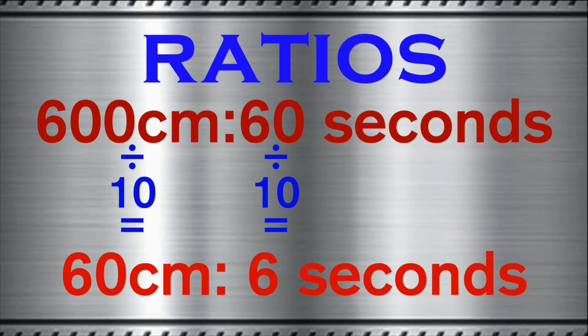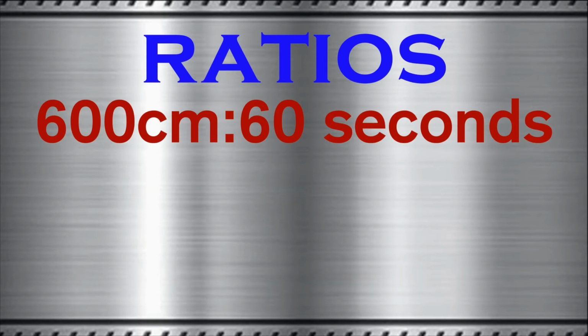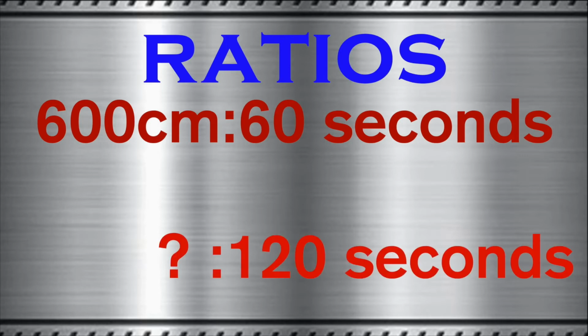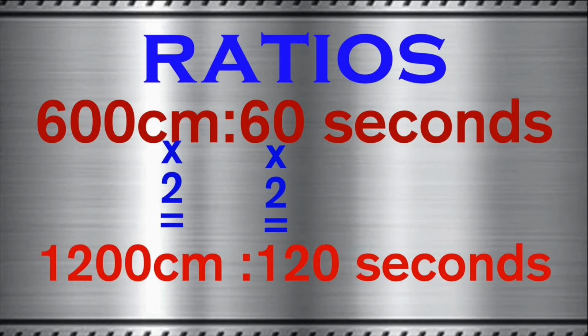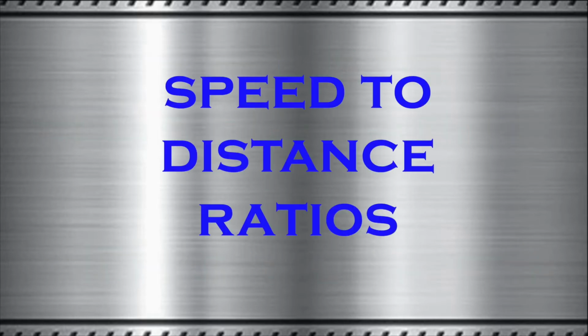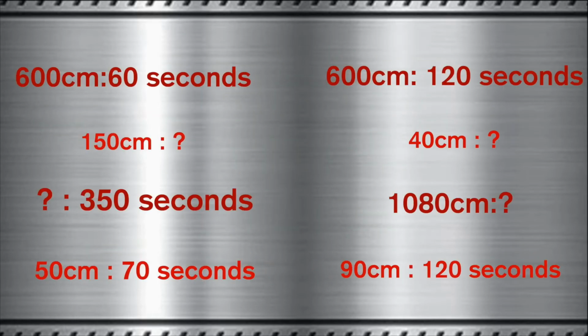It can also be done in reverse. If Eve moves 600 centimeters in 60 seconds, how far will he move in 120 seconds? That's 60 times 2, so we times 600 by 2. 1,200 centimeters. Hopefully now this will make more sense. This type of mathematics is called speed to distance ratios. Here are some examples you can work out for yourselves at home.